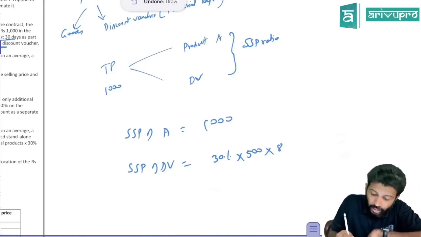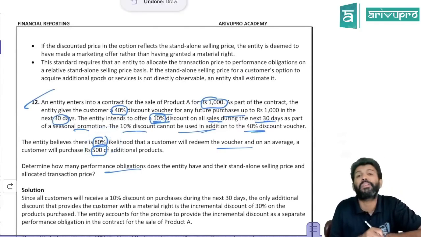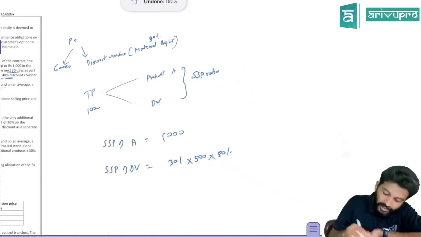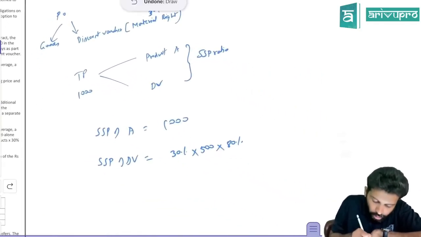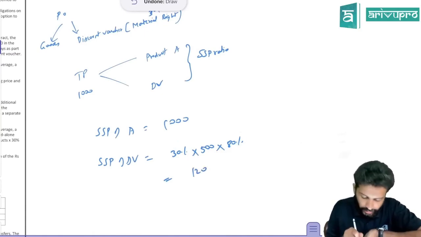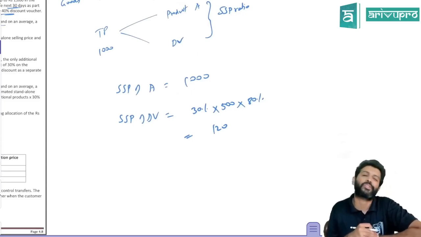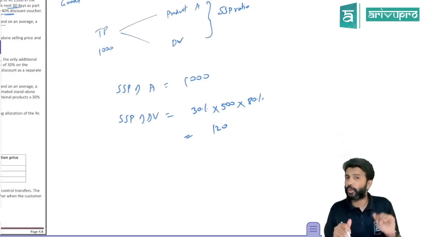It is expected that there is only an 80% chance that he will buy 500. That's what they say: there is an 80% likelihood that he will buy goods worth 500. That means 400, 500, 80%. This multiplication will give you the standalone selling price of the discount voucher. 400 into 30% is 120. So the standalone selling price is this much. Only the material right's discount percentage you need to take.